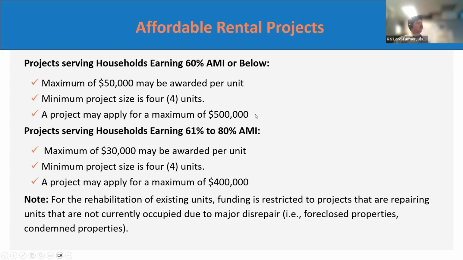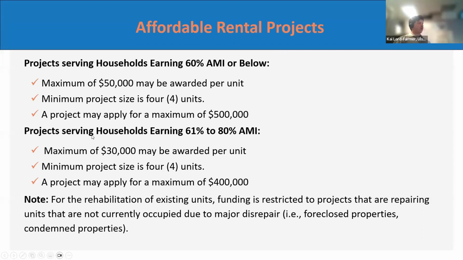There's a maximum of $50,000 per unit for the project. We've got a minimum project size of 4 units, so 4 or more units for the project because we want to see these projects happen at scale. And then there's a project max of $500,000 for the project. Similarly, households earning between 61 and 80% of area median income, there's a maximum of $30,000 per unit, minimum project size of 4 units, and a max of $400,000.